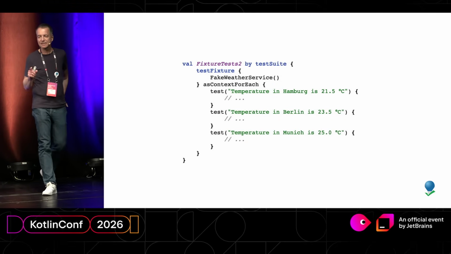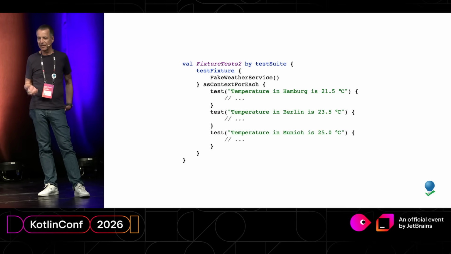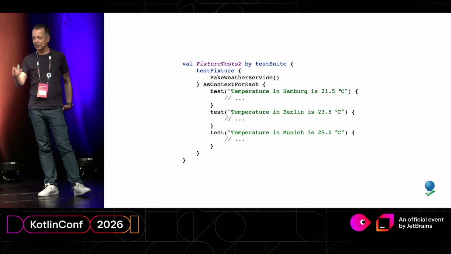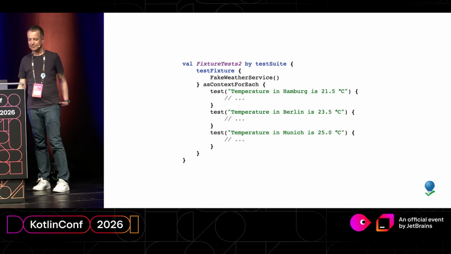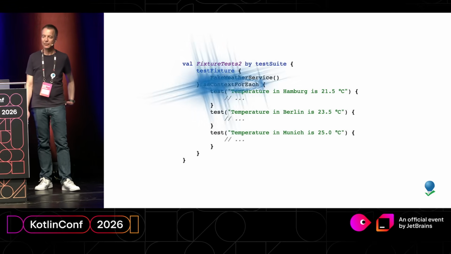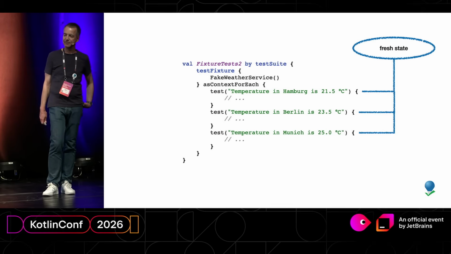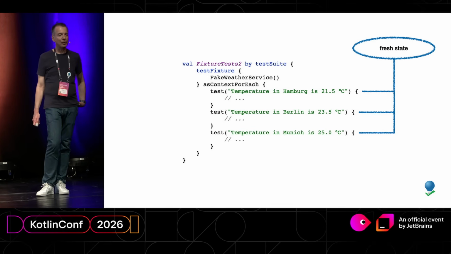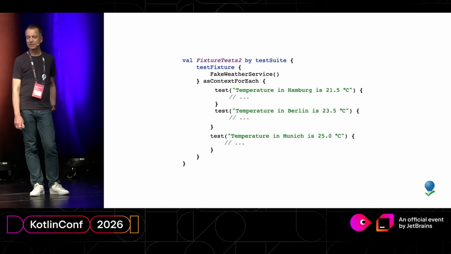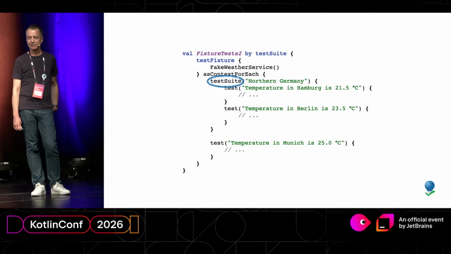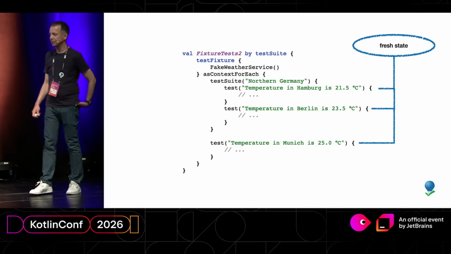And to show an example where these differences matter, let's look at this familiar test set and then change it. So here we have fresh state for each test because we've invoked context for each, right? Now, if we want to put the first 2 tests in another suite, we would just write it like this. And nothing would change. We still have the same fresh state per test.